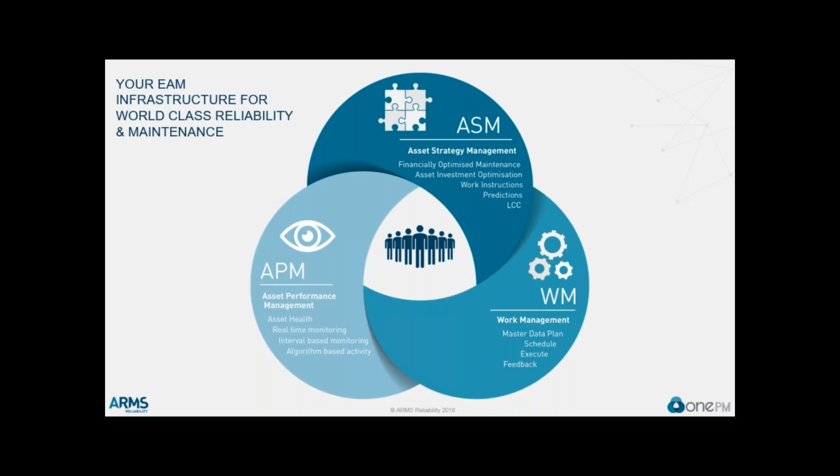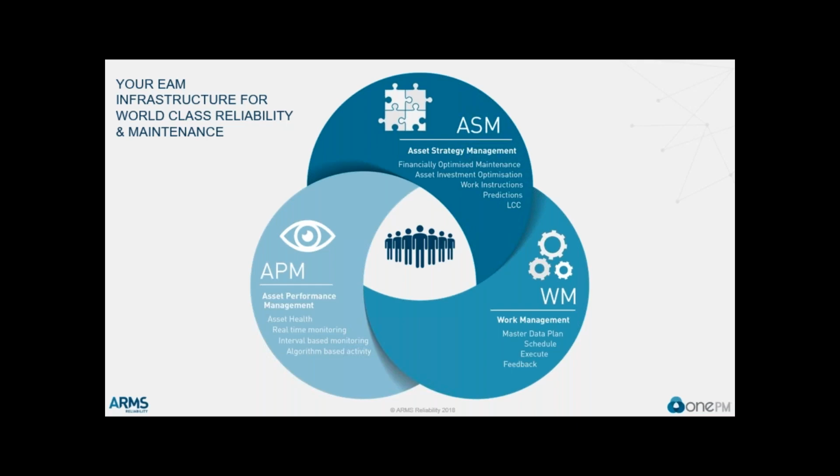So when we look at asset strategy management, we can't forget the other components of a world-class reliability and maintenance program. We have asset strategy management, which we've talked about, but we also have asset performance management. Let's not get that confused. You still need that at some level. You still need to do some condition-based asset health analysis. We need to do that type of work to understand our asset condition. We also have our work management, which we've talked about, surrounded by people that all of this ties together.